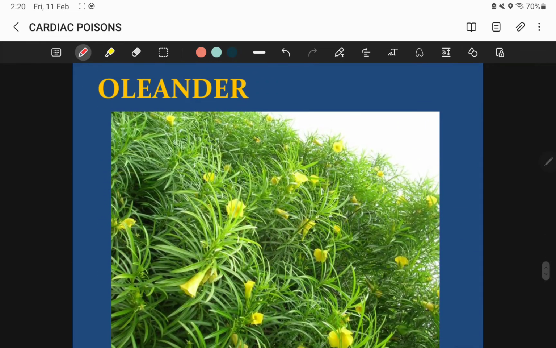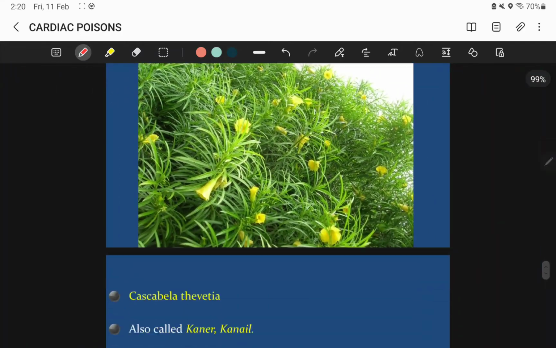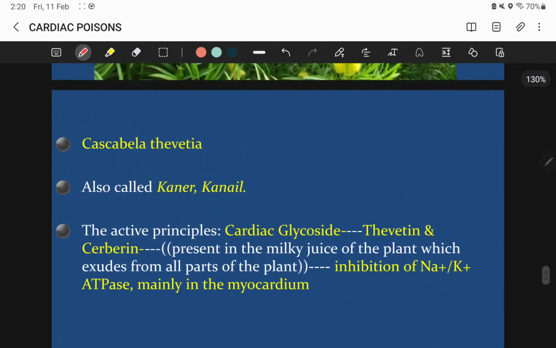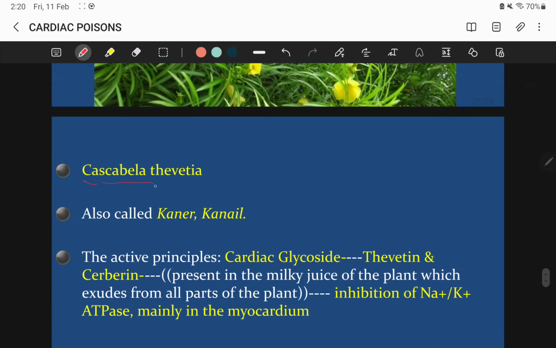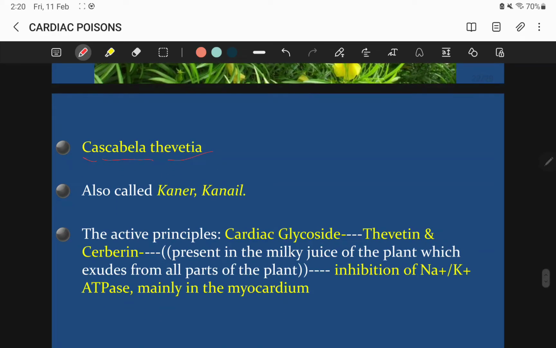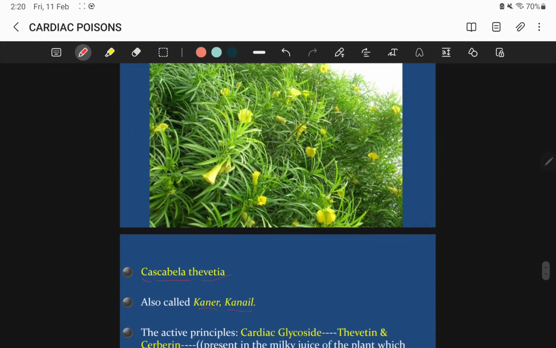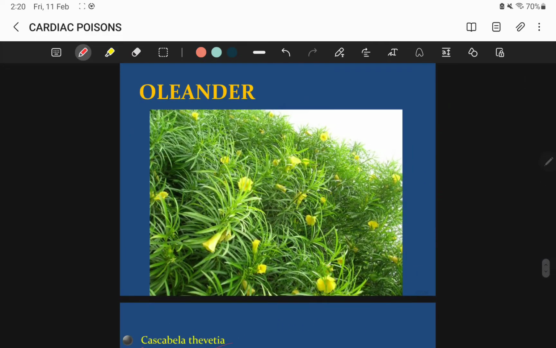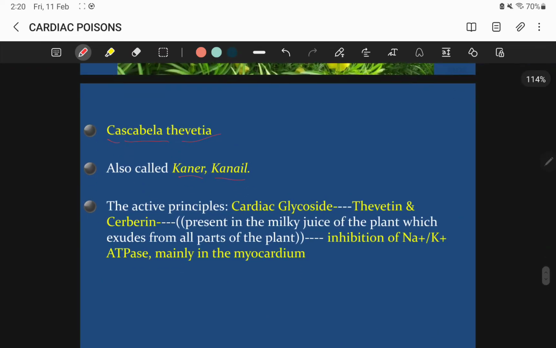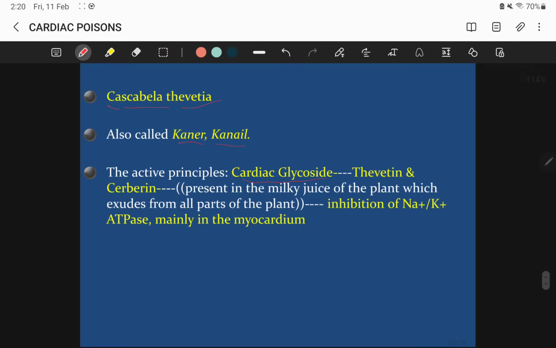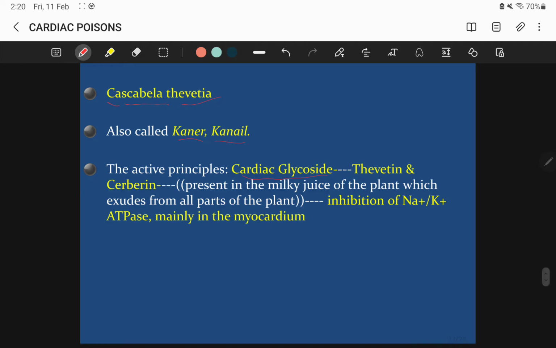The next is oleander, right? So this is oleander. It is known as Cascabela thevetia, also called kaner or kanail. Cascabela thevetia, that is the oleander. Its active principles are cardiac glycosides, which are thevetin and cerberin.